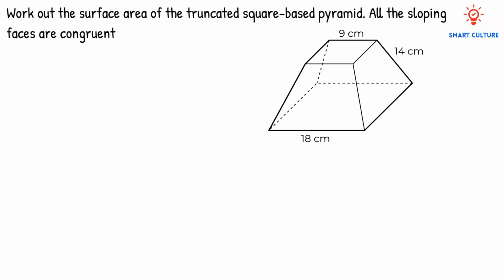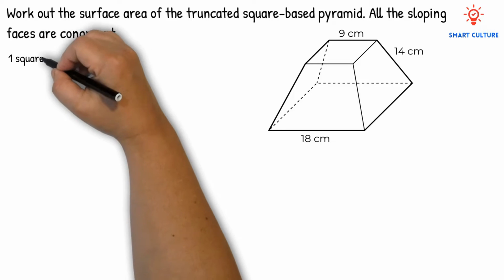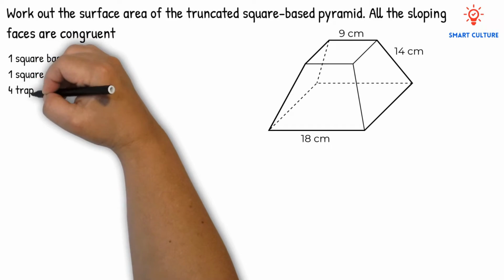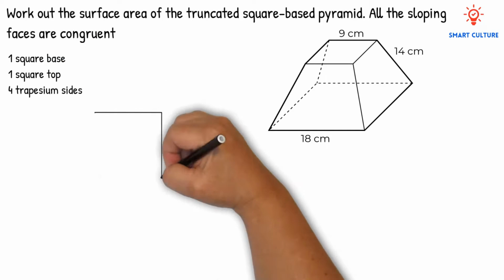Work out the surface area of the truncated square-based pyramid. Assume that all the sloping faces are congruent. So to solve for the surface area of the truncated pyramid, we need to solve for the areas of its faces and then add them together. So we have one square base, we have one square top, and then we have 4 trapezium sides.